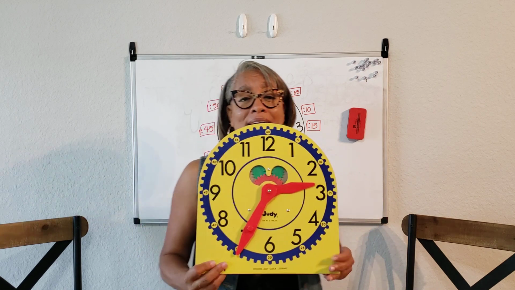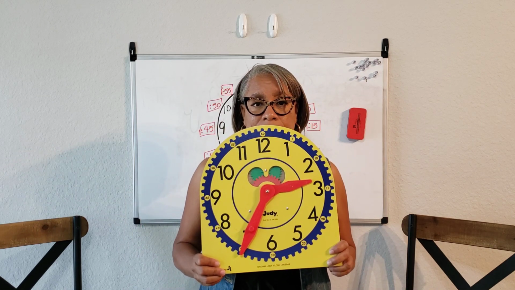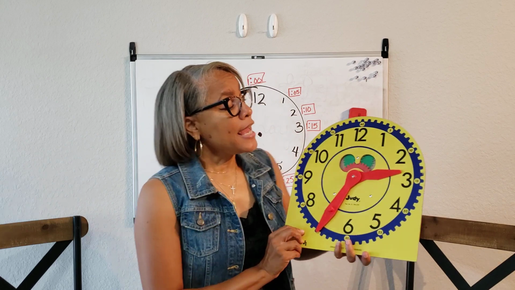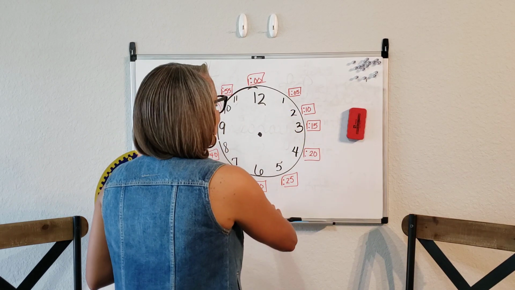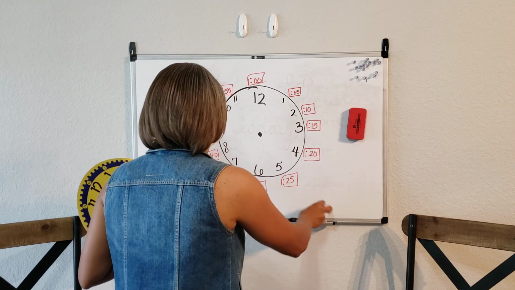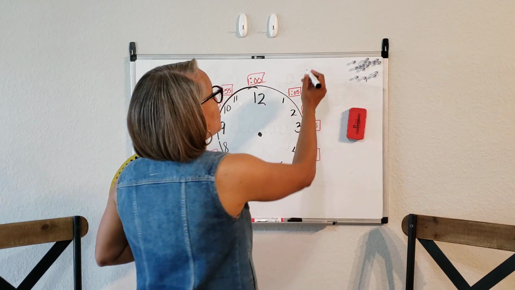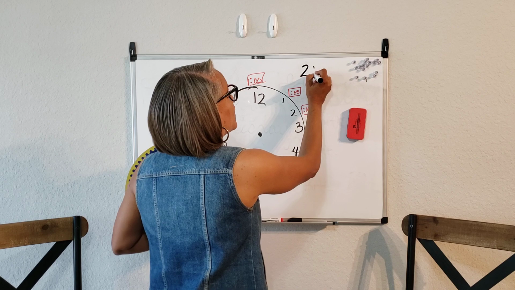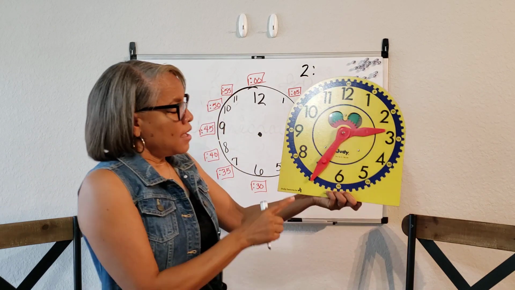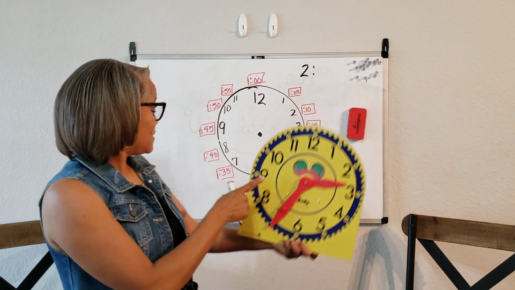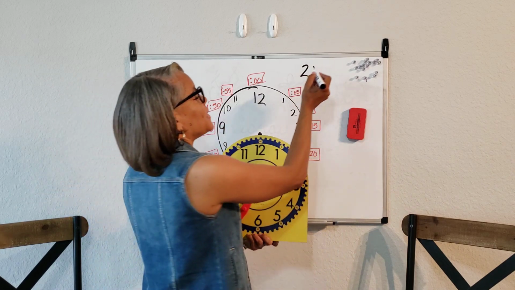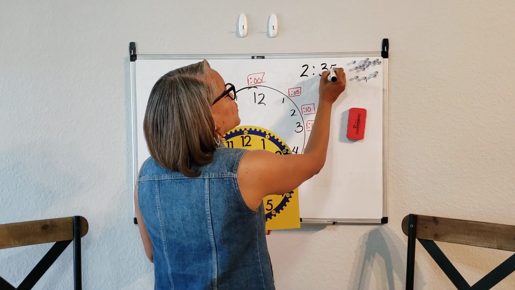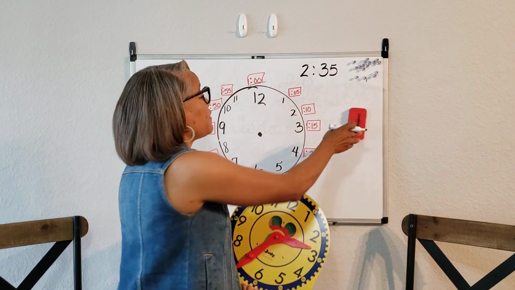Okay. What hour of the day is it? Very good. It's still a 2 o'clock hour because it hasn't made it to the 3. So it's still, I'm going to use that marker, the 2 o'clock hour, okay? And the minute hand is on the 7, so it's how many minutes after the hour? 35 minutes. So what time is it? 2:35. Very good, okay?